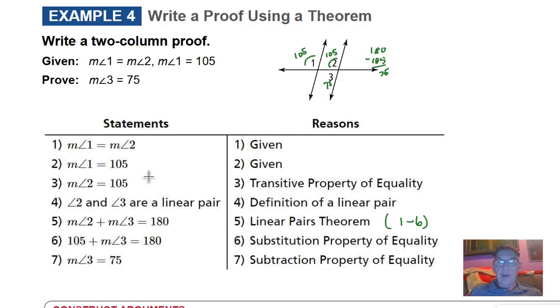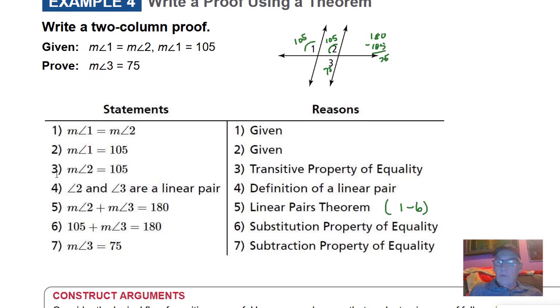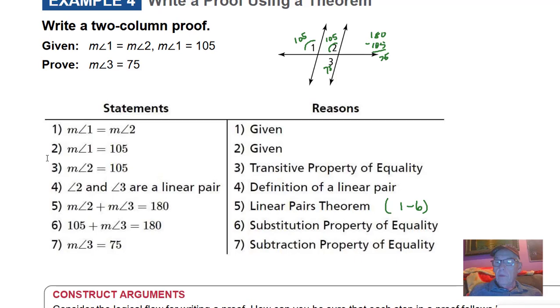So let's see how they did it here. Bring this up a little bit. Let's see. So measure of angle 1 is equal to measure of angle 2, given. Measure of angle 1 equals 105, given. Now a lot of times we can combine these two givens in one step.